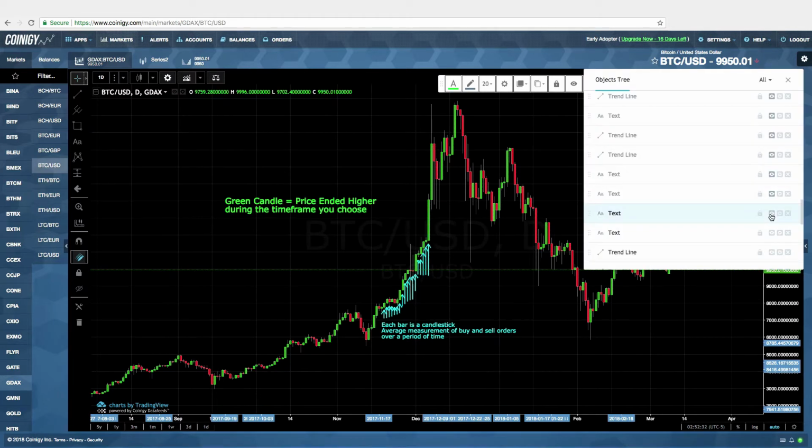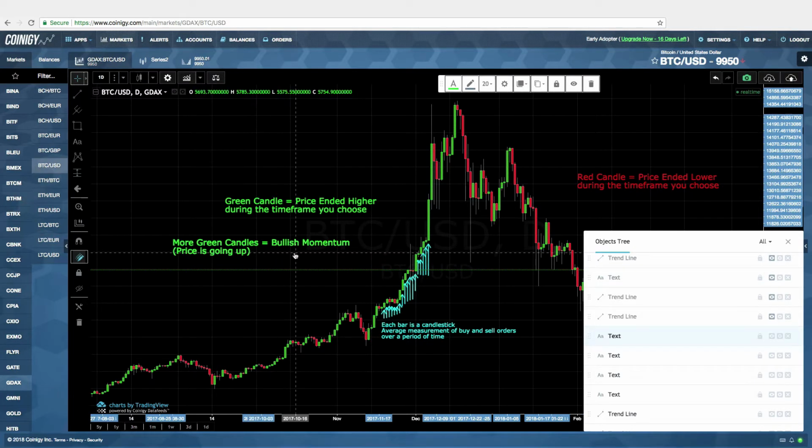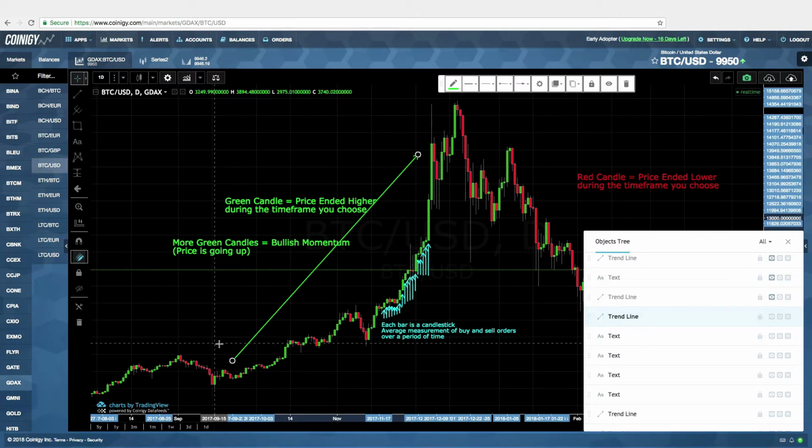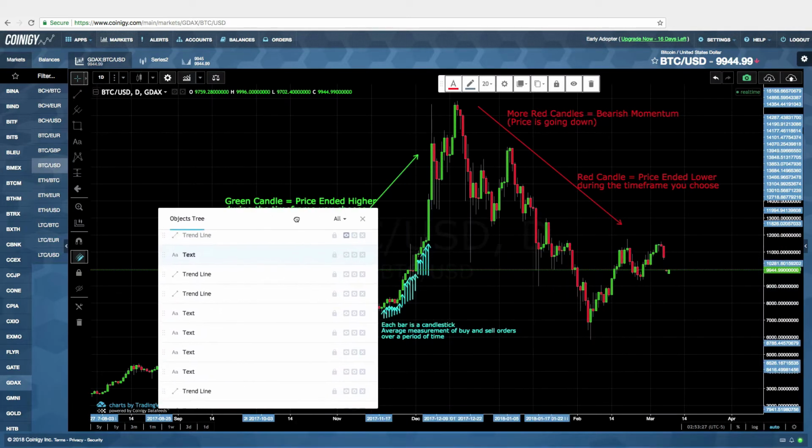If there's a green candle, that means that the price ended higher during the time frame that you chose. If it is a red candle, then that means that the price ended lower during the time frame that you chose. More green candles equals a bullish momentum, and that means that the price is going up, and you could see that right here by this arrow going up. That is bullish. More red candles equals a bearish momentum, and that means that the price is going down, and that is what this red arrow represents right here. And I'll move this out of the way so you could understand what that is right there.